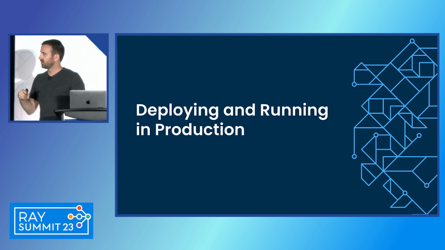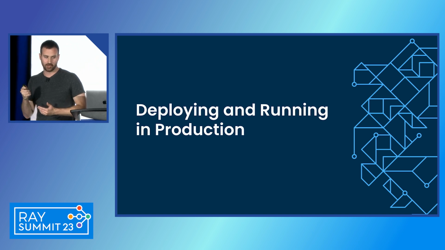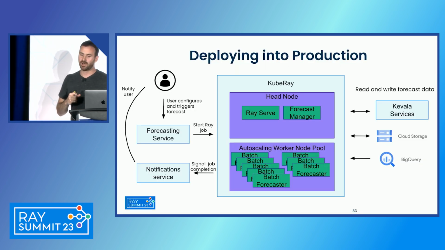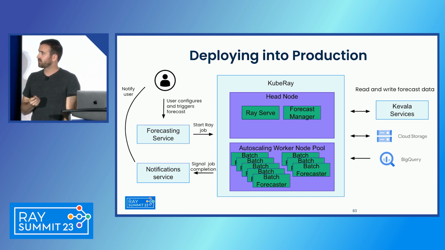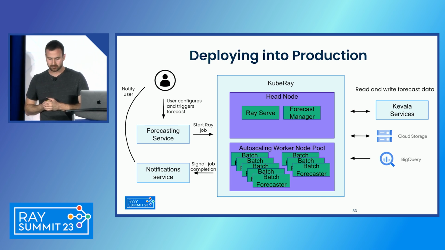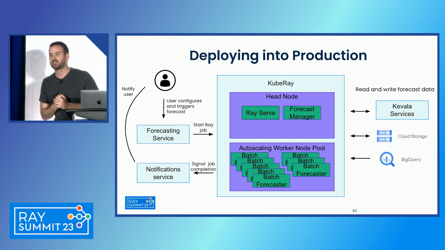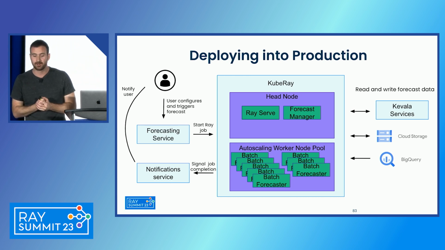And so finally, I wanted to talk a little bit about what it's been like deploying and running all this in production. This diagram shows what our overall architecture looks like. So we deploy on KubeRay, and that's been great because it makes it able to run it in our regular Kubernetes environment, and also gives us auto-scaling out of the box that works really well.